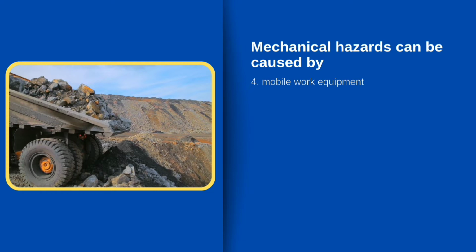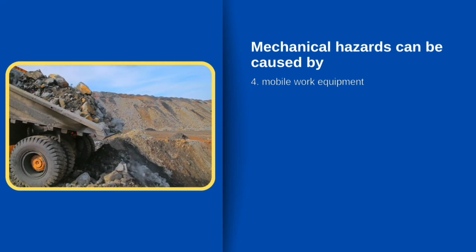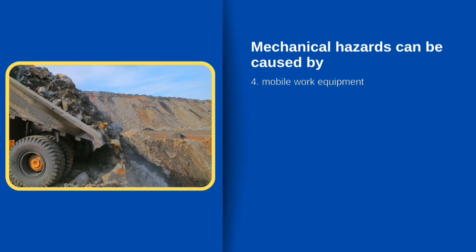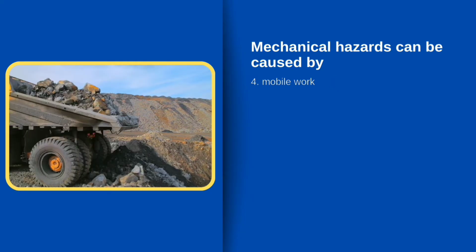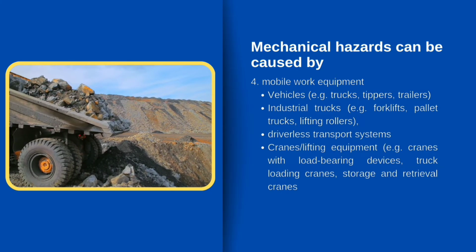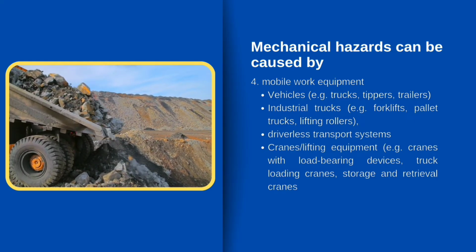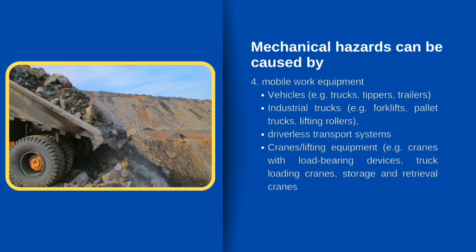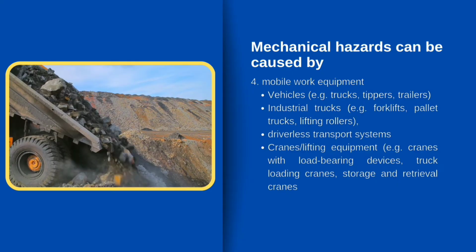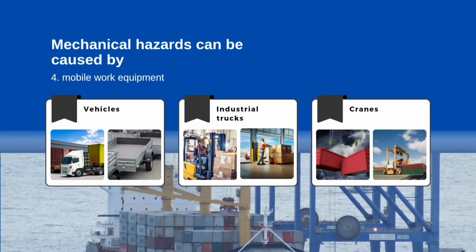Mobile work equipment. For example, in connection with remote controls, guidance systems, reverse driving, driving with restricted visibility, on unpaved ground, or with a load changing the center of gravity. The following examples focus on vehicles such as trucks, tippers, trailers. Industrial trucks such as forklifts, pallet trucks, lifting rollers, driverless transport systems. Cranes are lifting equipment such as cranes with load-bearing devices, truck loading cranes, storage and retrieval cranes.